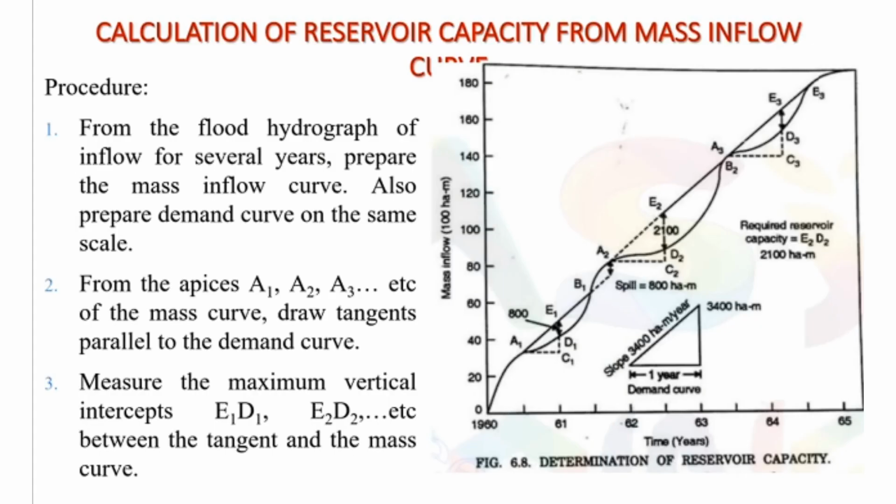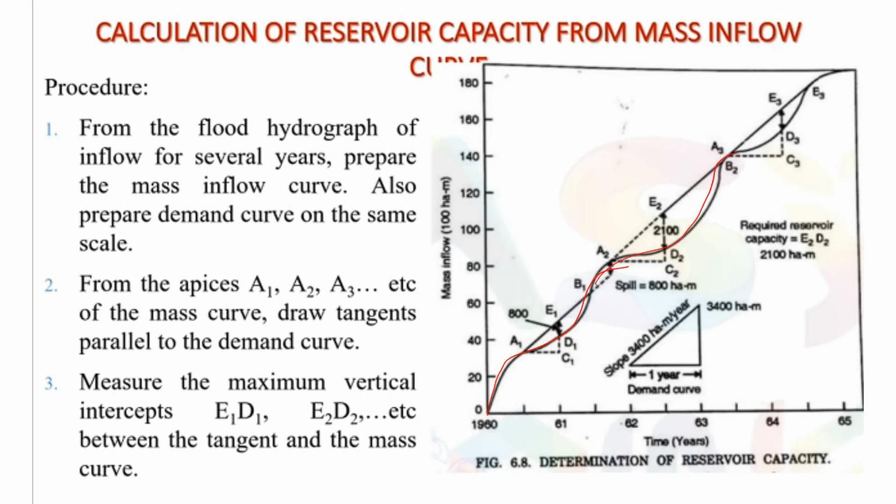Coming to the calculation, this is the procedure for finding the capacity of the reservoir from mass inflow curves. If we follow these steps, we can easily find the capacity of the reservoir. The first step is the preparation of the mass inflow curve from the flood hydrograph. From the flood hydrograph we prepare a mass inflow curve, which is depicted here. This is a mass inflow curve like this.